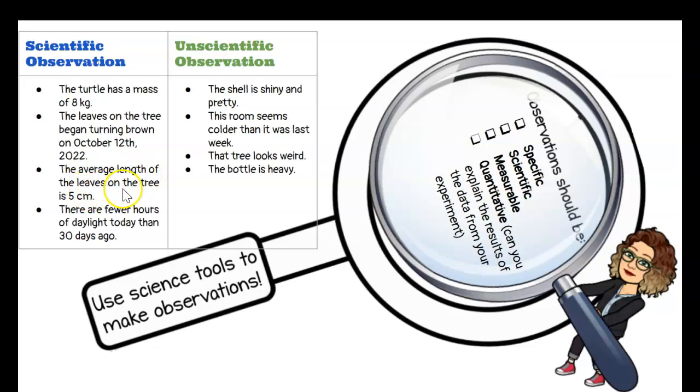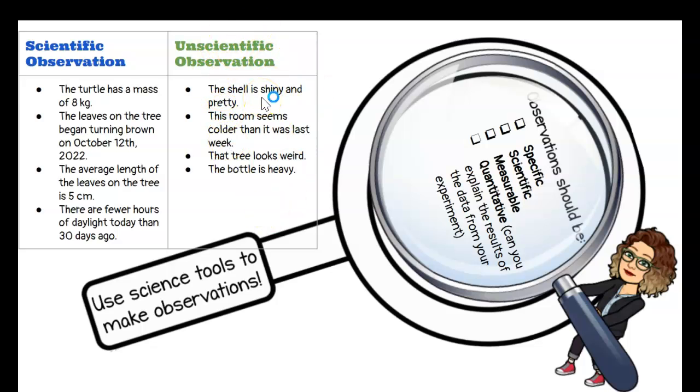The average length of the leaves on the tree is 5 centimeters. Did I measure every single leaf on the tree? No. But I took measurements of several leaves, and the average was 5 centimeters. Are there going to be smaller and bigger ones? Yes, but most of them are going to be 5 centimeters. There are fewer hours of daylight today than 30 days ago. Is that observable? Yes. Can you prove it? Yes. Now let's look at the unscientific observations.